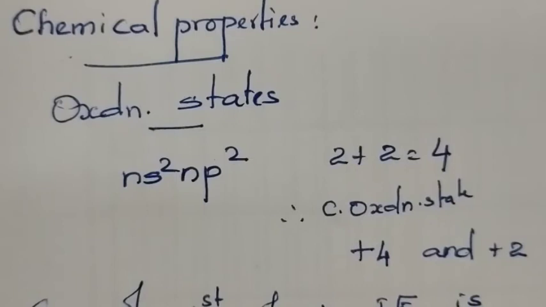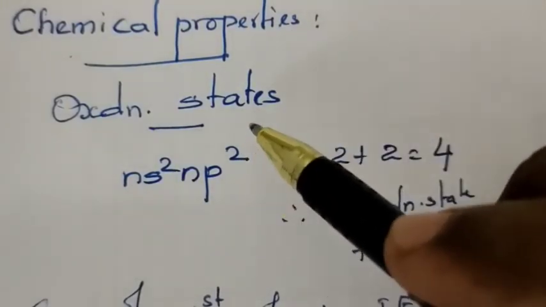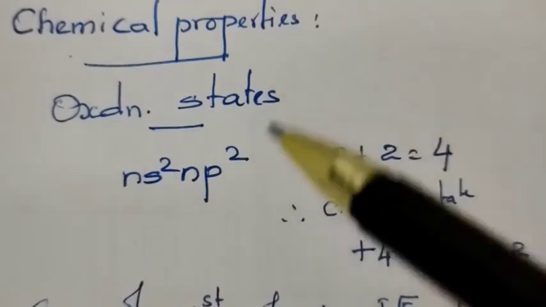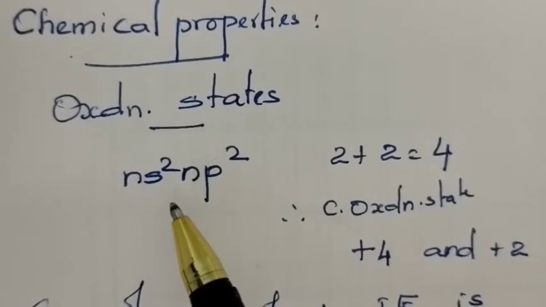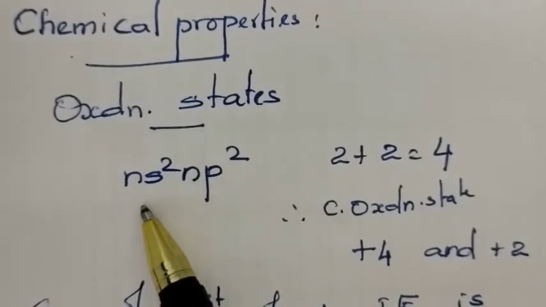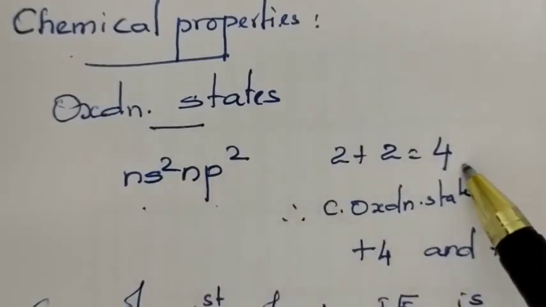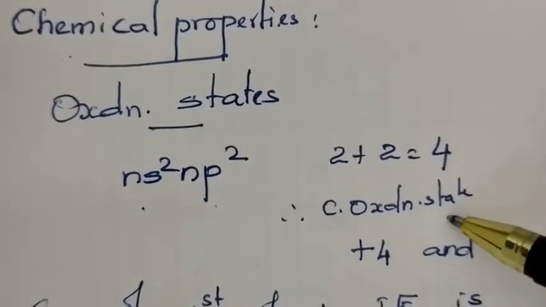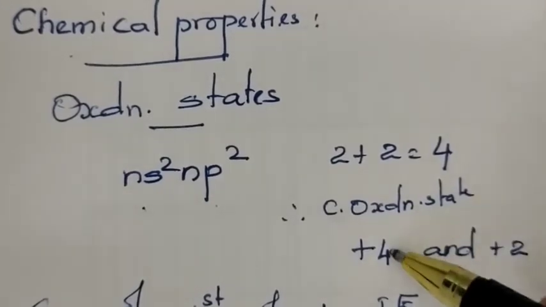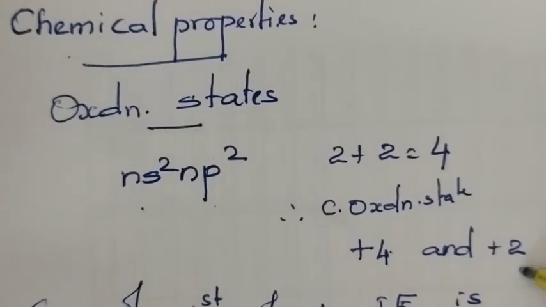We are going to discuss the chemical properties of group 14. The first one, oxidation state. As we all know, the general outermost electronic configuration of group 14 is ns2 np2. That means 2 plus 2 equals 4. Therefore, the general oxidation state of group 14 is +4. Other than this +4, they are showing +2 oxidation state also.